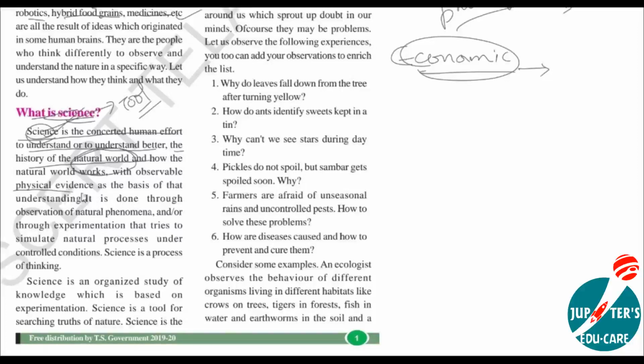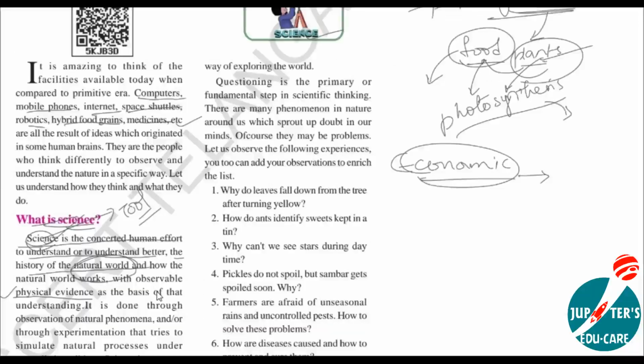This science provides knowledge with physical evidence, with a proof. Science is an organized study of knowledge which is based on experimentation, and science is a tool for searching the truth about nature. See here, questioning is the primary, fundamental step in scientific thinking.